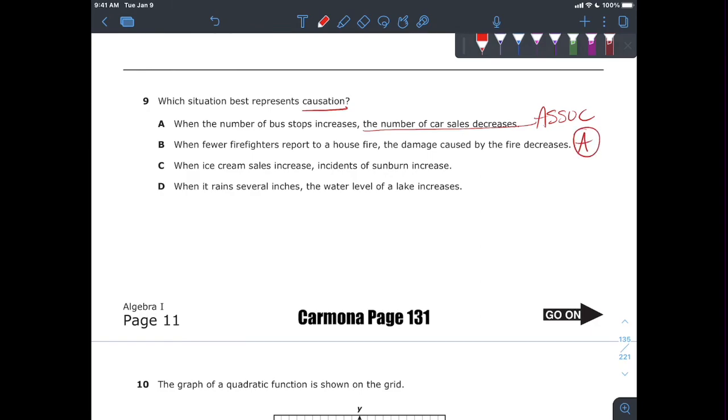When ice cream sales increase, the incidence of sunburn increases. That's interesting, but could it also be that it's summer, it's not cloudy, people are going outside more, people are forgetting to put on sunscreen? Lots of different things. That's an association. When it rains several inches, the water level of the lake increases. I can't see anything else that would make that happen. That is causation and my answer.